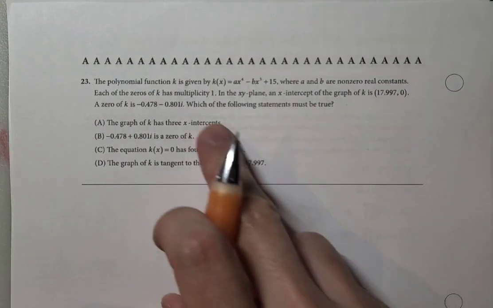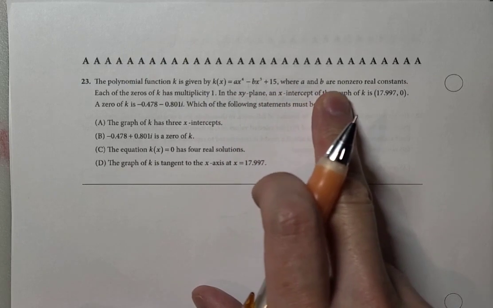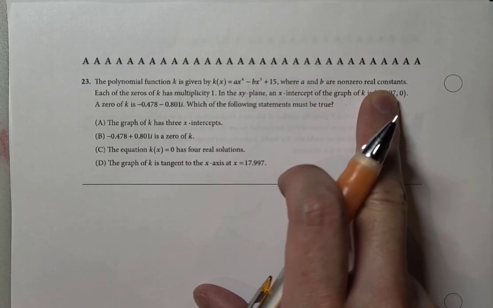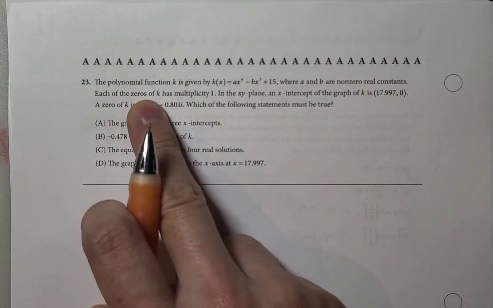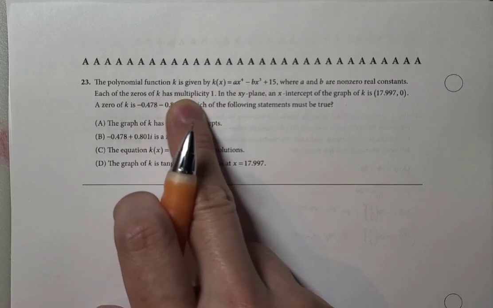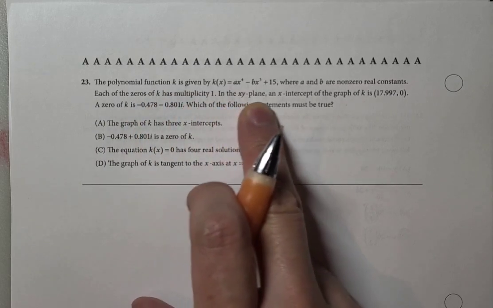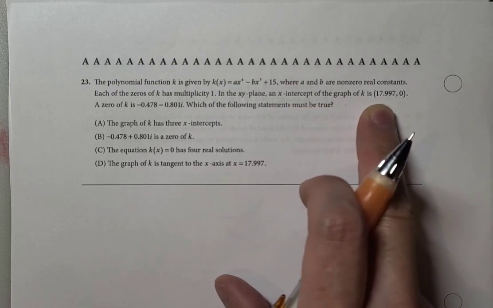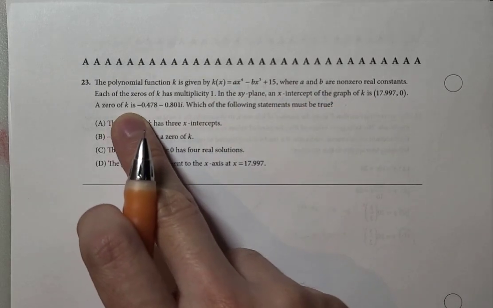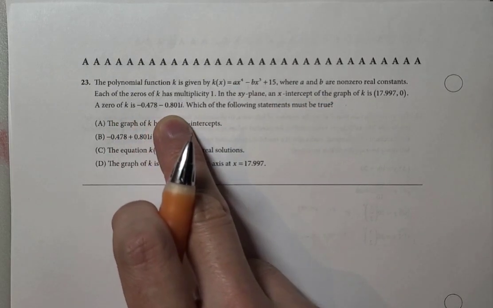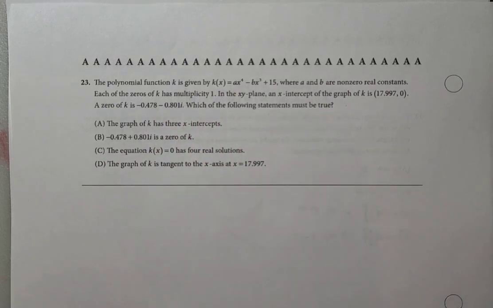Polynomial function k is given by this, where a and b are non-zero real constants. Each of the zeros of k has multiplicity 1. In the xy plane, the x-intercept of the graph of k is this. A zero of k is this complex number. Which of the following must be true?